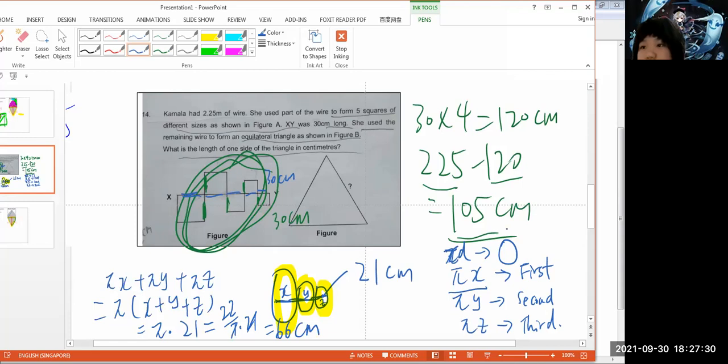Okay, so this is the trick. Find the first, find the second, find the third. So this is the first, this is the second, and this is the third. Then after that, you add them up. Once you add them up, you can see that x plus y plus z is equal to 21. So you just times the pi. That's simple. Okay, next.